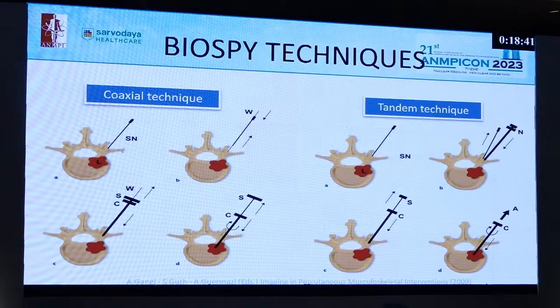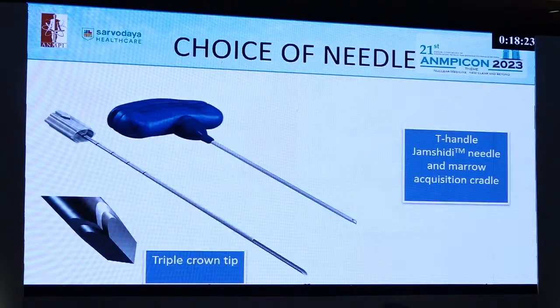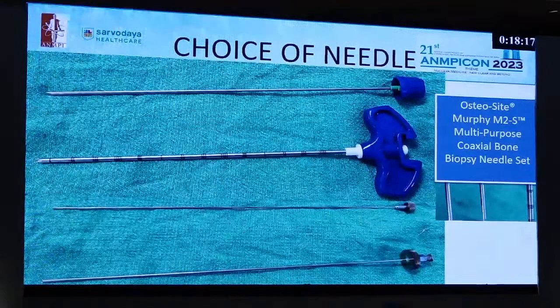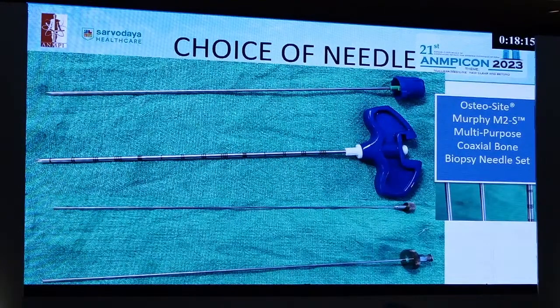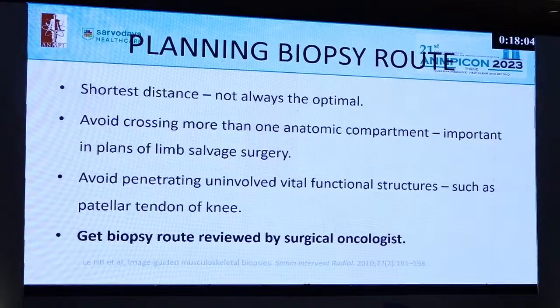There are two common techniques, coaxial and tandem, and we commonly use the coaxial technique. For pure skeletal lesions with no soft tissue component, we use the trephine biopsy gun. If there is a soft tissue component, we use the cutting needle. So this is a trephine biopsy needle, a GEM-CD needle. We are commonly using a diamond tip needle for spinal biopsy. This is a soft tissue biopsy gun, which we use when the skeletal lesion has a soft tissue component.